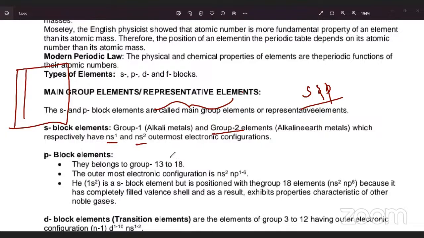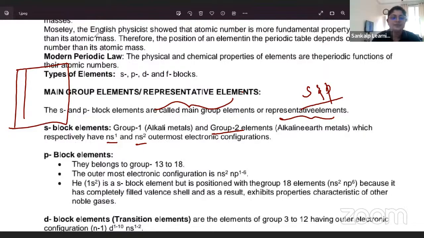So what is the main point here? S and P block are called main group elements, or representative elements. S block consists of group 1 and group 2. Group 1 are alkali metals, group 2 are alkaline earth metals. Group 1 has ns1 and group 2 has ns2 as the outermost electronic configuration. Okay, so we'll go for the next one.